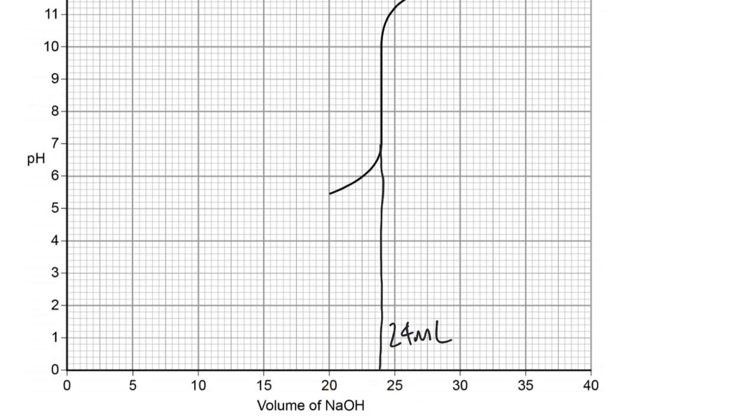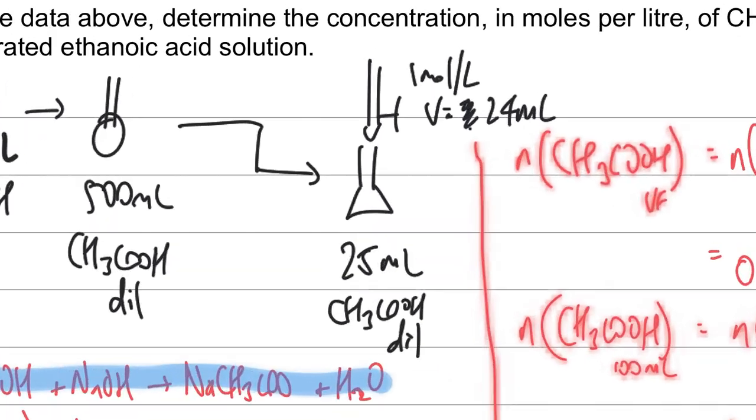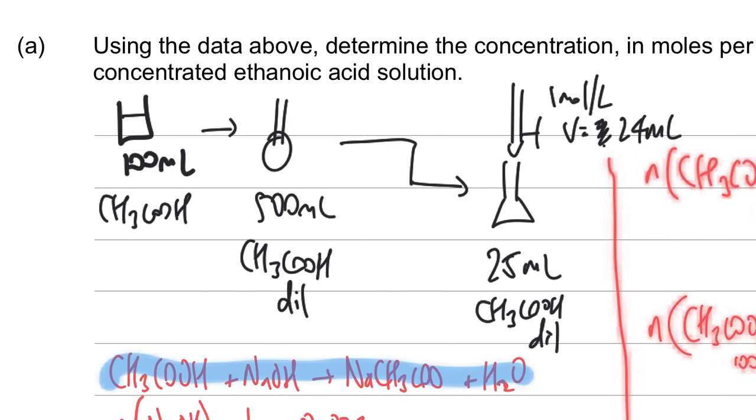So this is the calculation then. As I said, you always draw a diagram. You've got 24 mils inside your burette, or being delivered by your burette, of 1 mole per liter of NaOH, then you put it into the diluted CH3COOH, which comes from the 500 mil, which comes from the 100 mil here. All right, always draw that out. I would always highly recommend writing out what you've got there as well.